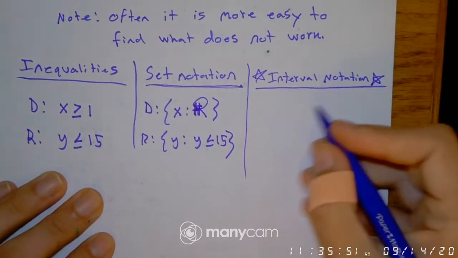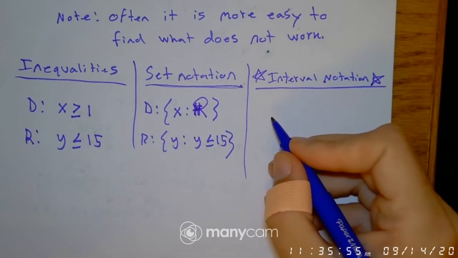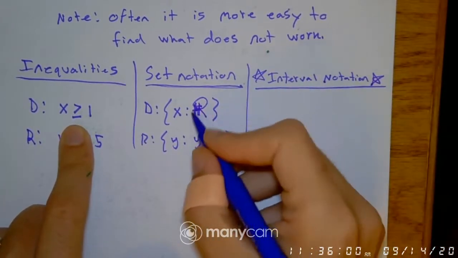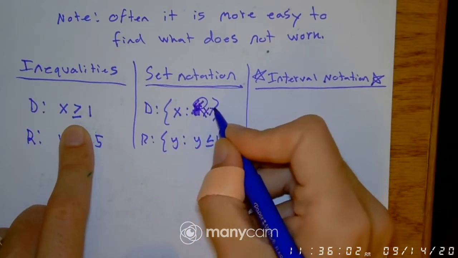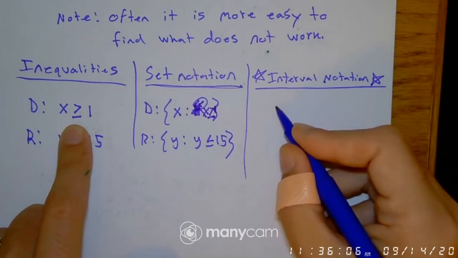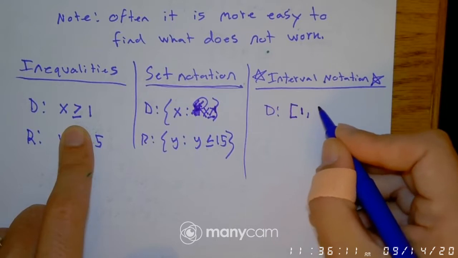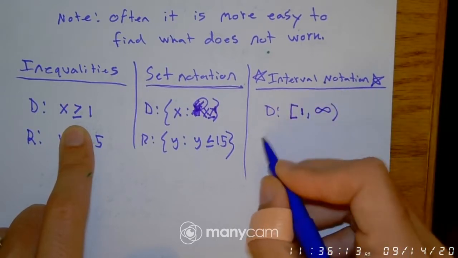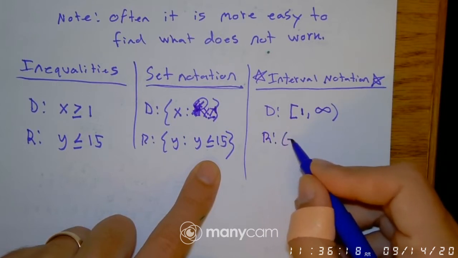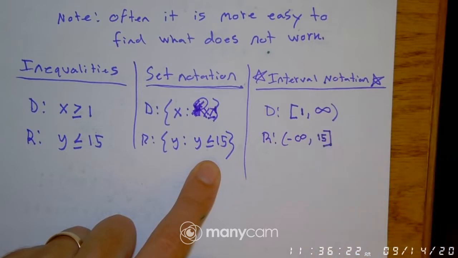I just realized I'm not on the screen. Okay, so let's go ahead and talk about this really quick. So interval notation, how would I write this? Sorry, I should have done x is greater than 1. So if it's greater or equal to 1, I would say the domain is from 1, and then it goes off to infinity. And then the range is less than or equal to 15.